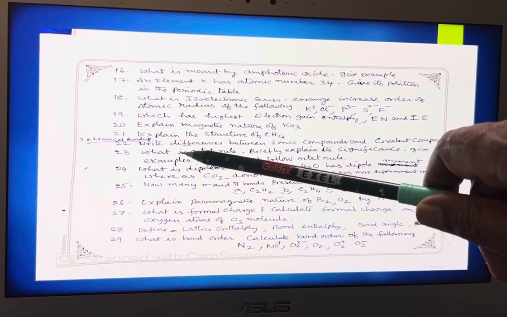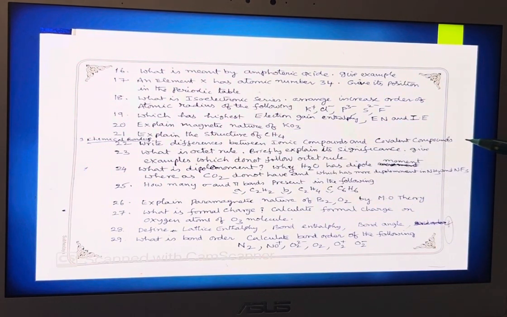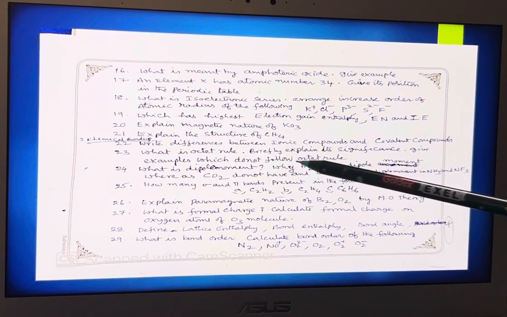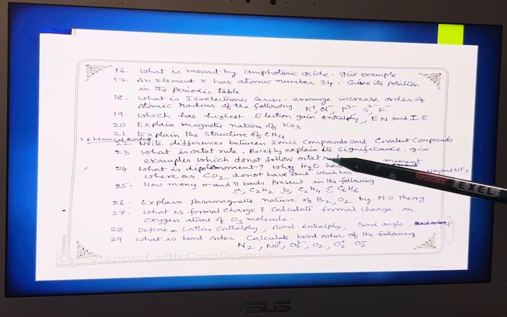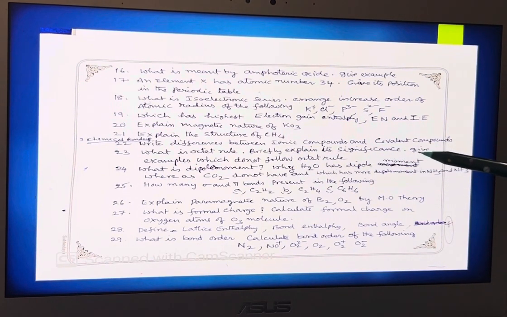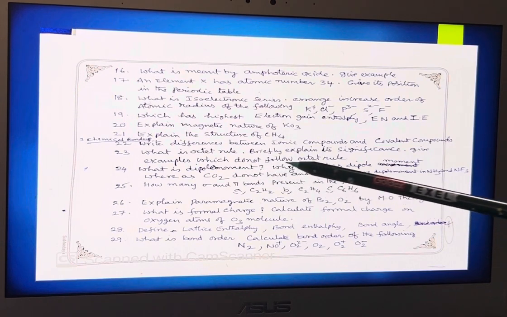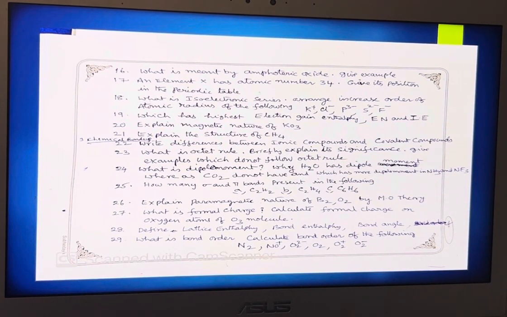The next chapter, right? Difference between ionic compounds and covalent compounds. What is octet rule? Briefly explain its significance. Give examples which do not follow octet rule. Most of the compounds follow the octet rule. Some compounds are there which do not follow, PCl5, BF3, SF6 like that. You have to write those examples.